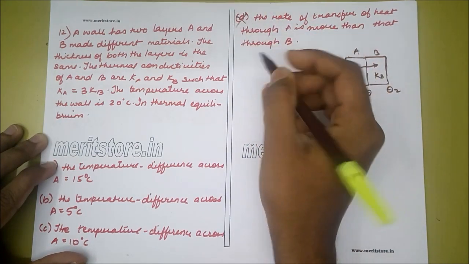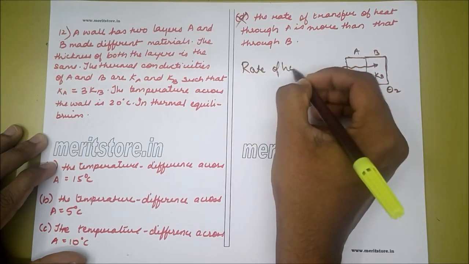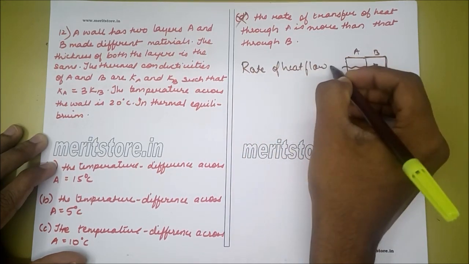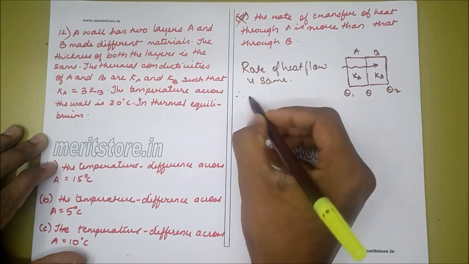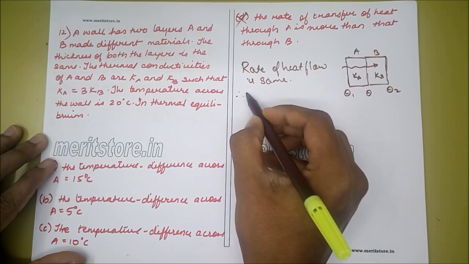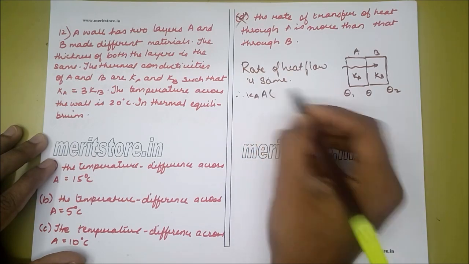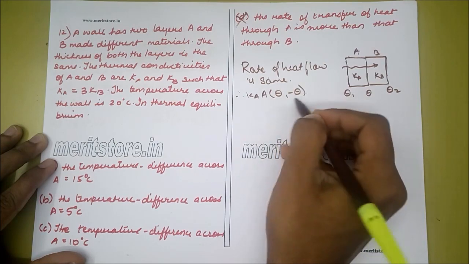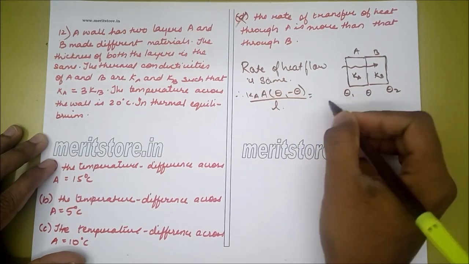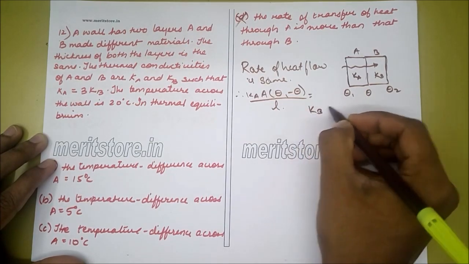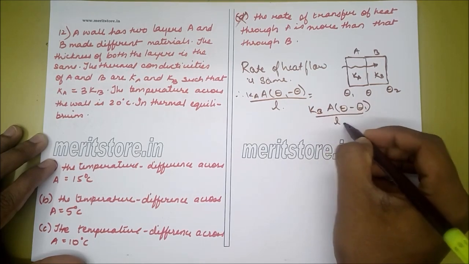So option D is negated. The rate of heat flow is the same, and hence option D is negated. So now substituting the formula for rate of heat flow, Ka times the area of cross section times delta theta, that is theta 1 minus theta, per unit length of the wall, where L is the thickness of the wall, is equal to Kb times area of wall B, theta minus theta 2, upon, again the thickness is the same, so L.